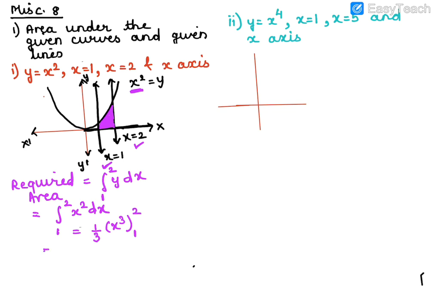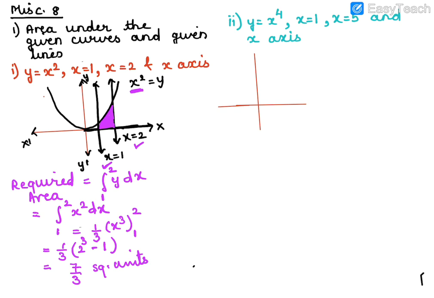तो हमने क्या किया इसमें? Upper limit minus the lower limit. So that's 8 minus 1, and your answer is 7 by 3 square units.